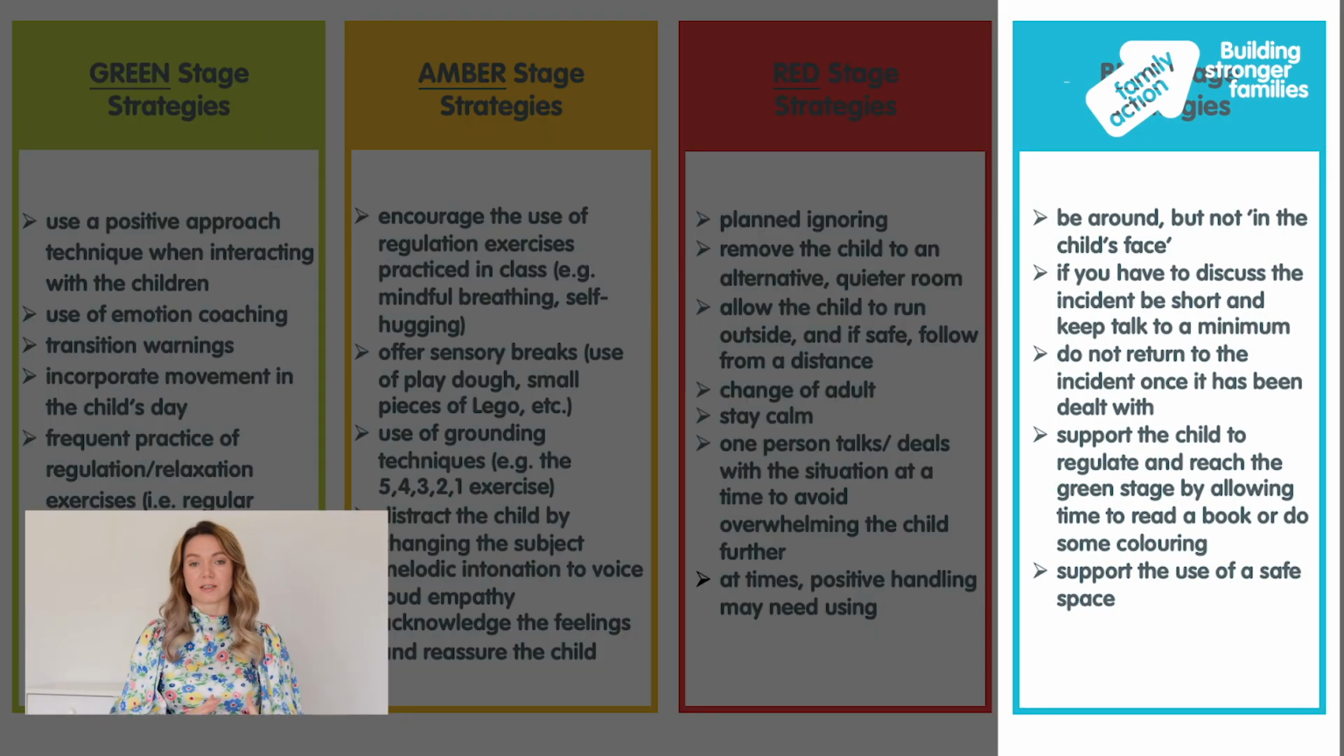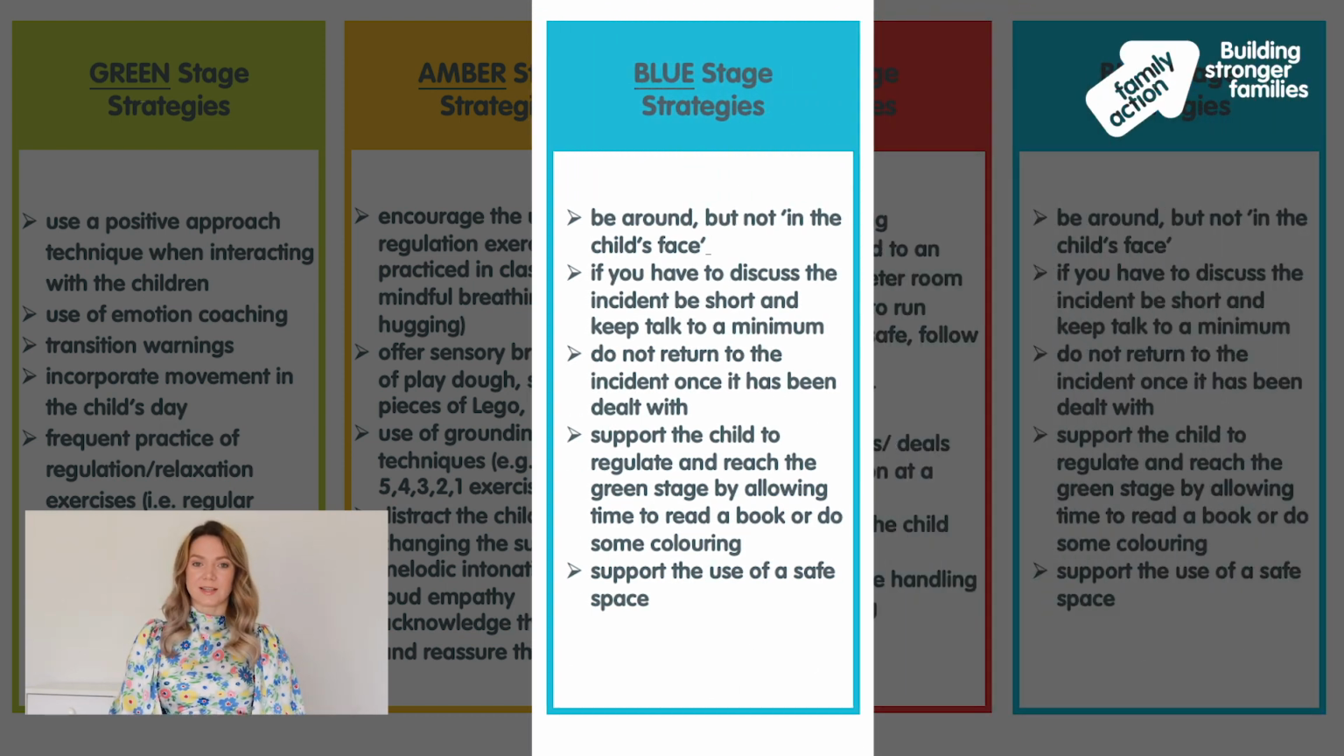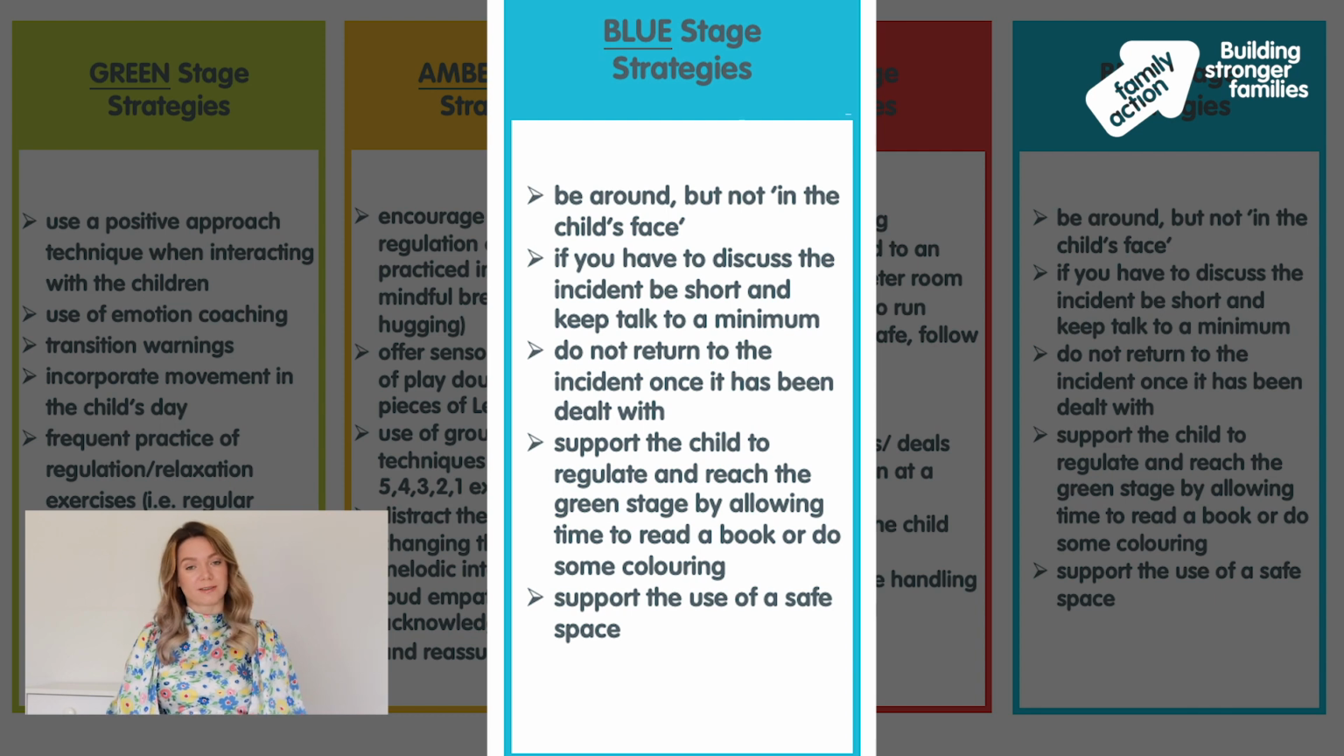Strategies in the blue stage are supporting the child to return to the green stage. At this stage, the child may appear calm, but we have to act with caution as there is a risk of behaviour escalating again. Strategies to consider are: be around but not in the child's face. If you have to discuss the incident, be short and keep talk to a minimum. Avoid reminding the child about the incident once it has been dealt with. Support the child to regulate and reach the green stage by allowing time to read a book or do some colouring, for example. Support the use of a safe space.